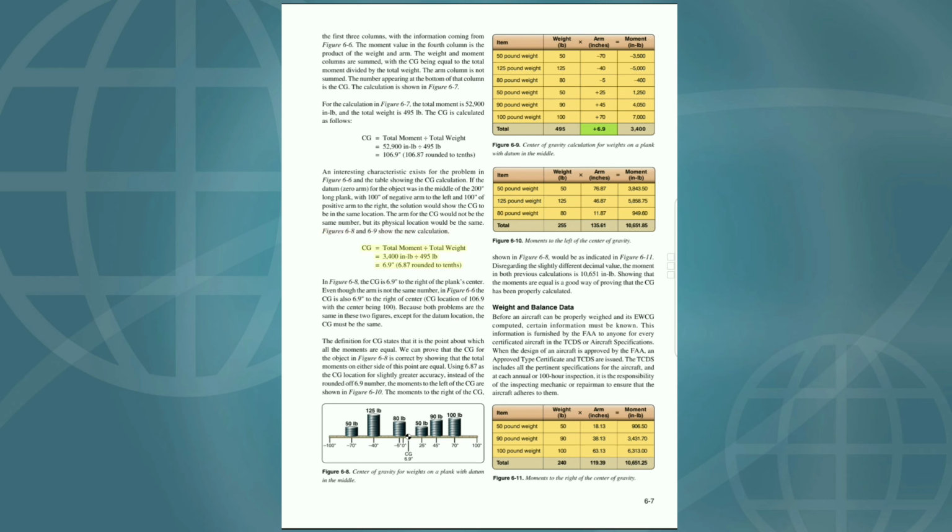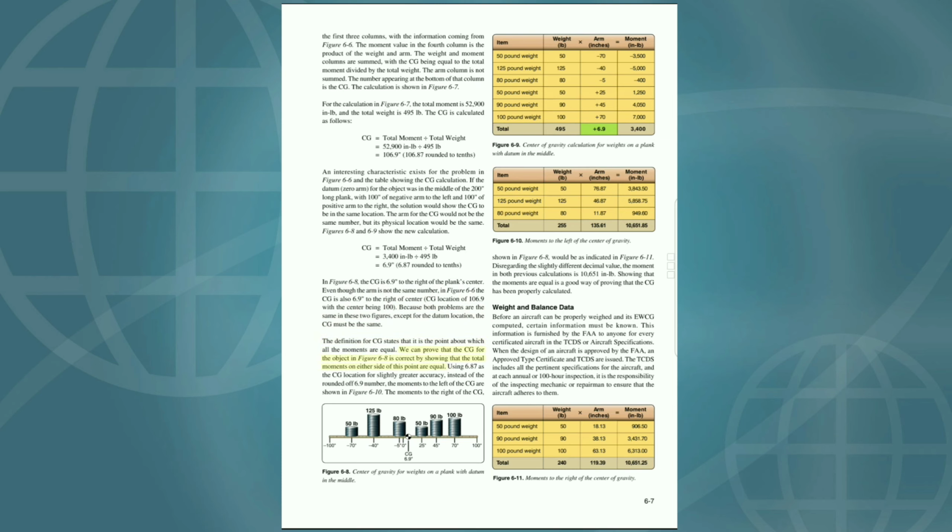CG equals total moment divided by total weight equals 3,400 in-pounds divided by 495 pounds equals 6.87 rounded to tenths. In figure 6-8, the CG is 6.9 to the right of the plank center. Even though the arm is not the same number, in figure 6-6 the CG is also 6.9 to the right of center: a CG location of 106.9 with the center being 100. Because both problems are the same in these two figures, except for the datum location, the CG must be the same. The definition for CG states that it is the point about which all the moments are equal.